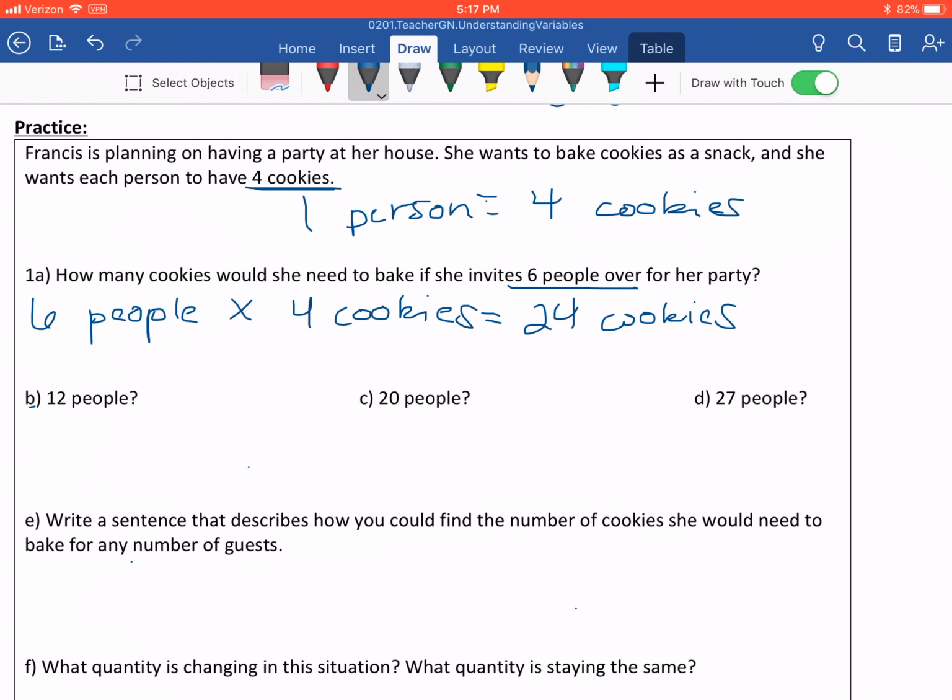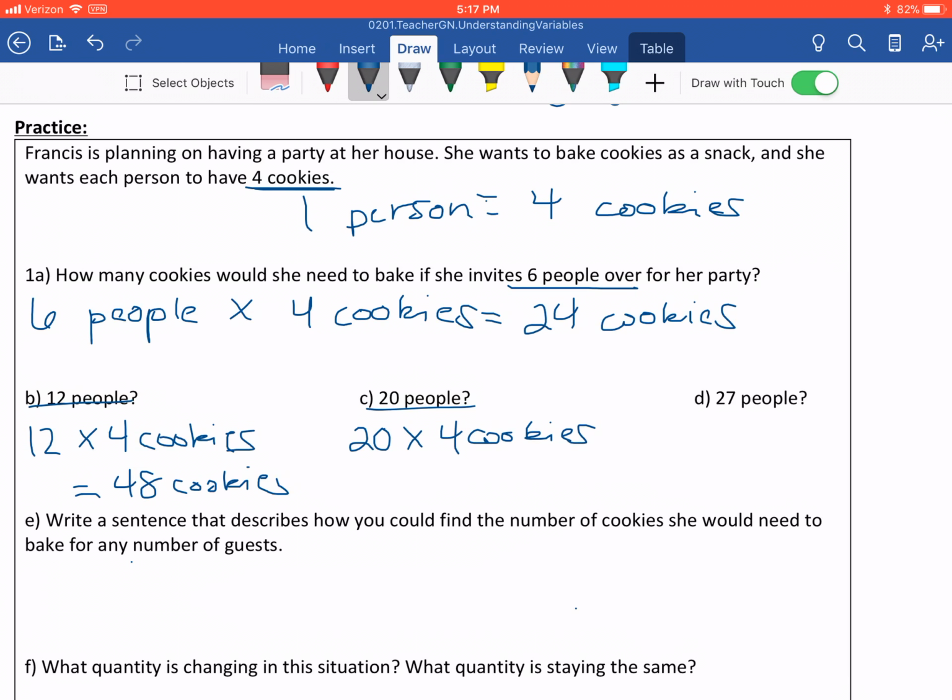All right, question B, asking the same thing, but now it's 12 people. So 12 times 4 cookies means that she is baking 48 cookies. Next one, 20 people, 20 times 4 cookies. Hopefully you can do this one in your head. Cover up the 0. 2 times 4 is 8. Put the 0 back. She needs 80 cookies.